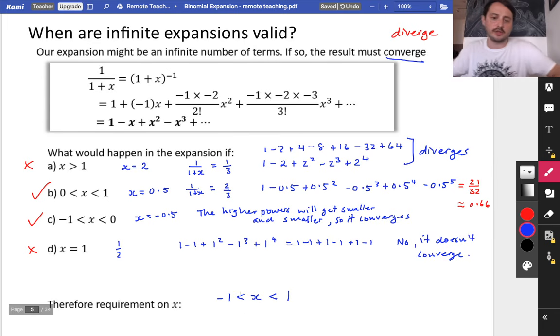Any x value in between these values, when you do the high powers of them, they will get smaller and smaller, so it will converge. But the most common way that you will see this written is just that the magnitude of x is less than 1. Note how it cannot be equal to 1. If it's equal to 1, you get this weird thing happening here where it does not converge. So the modulus of x must be less than 1.